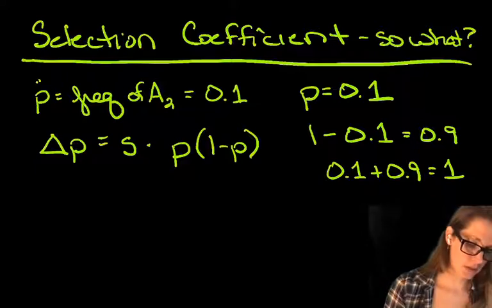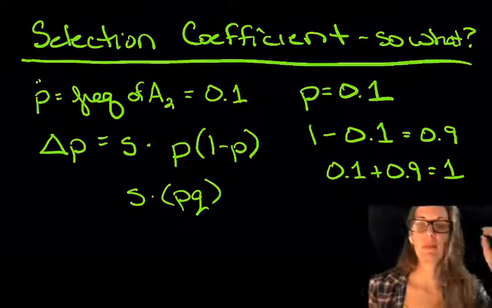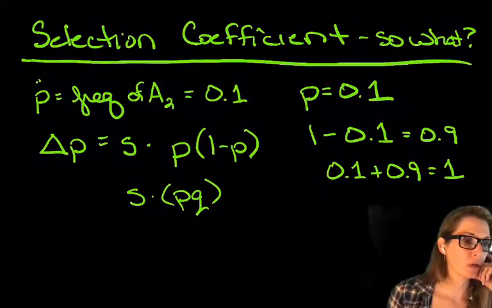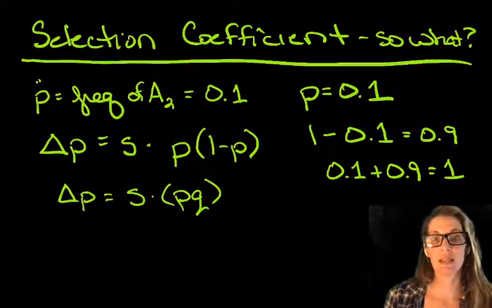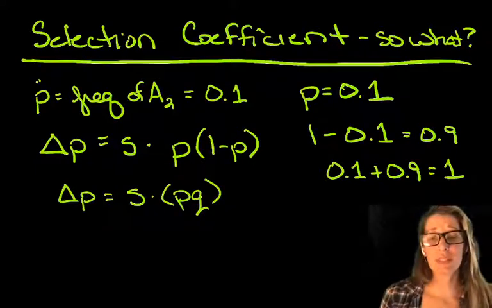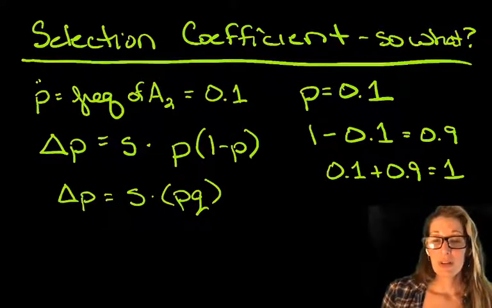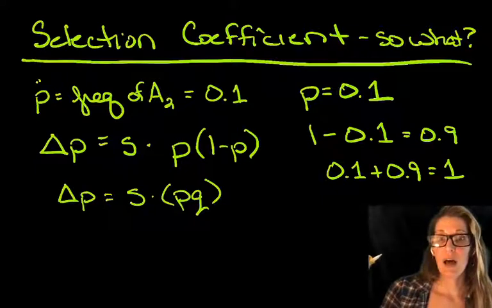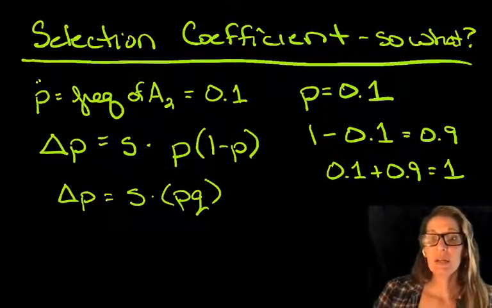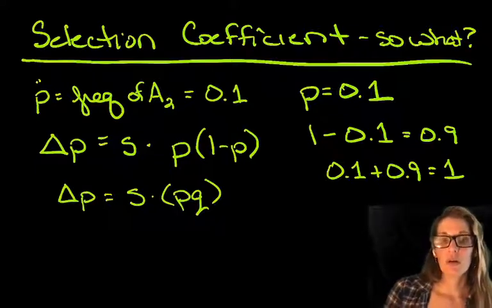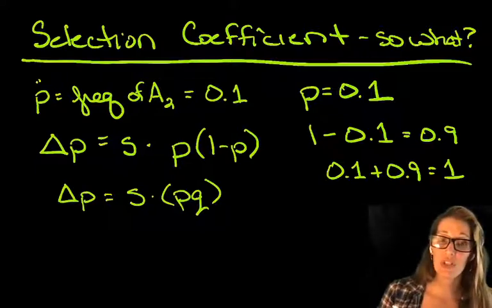So let's simplify this a little bit. Change in P equals S times PQ. That Q should already be familiar from our discussions on Hardy-Weinberg equilibrium, I hope. Now we've made this a little bit simpler. Hopefully all of this is making sense so far. P and Q are just the frequencies of the different alleles. If the frequency of one allele is 0.1, the frequency of the other allele has to be 0.9. P plus Q has to equal 1. So the change in P equals the selection coefficient times PQ.